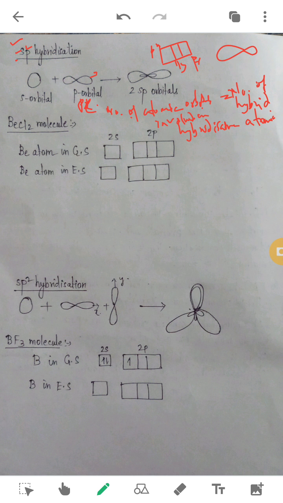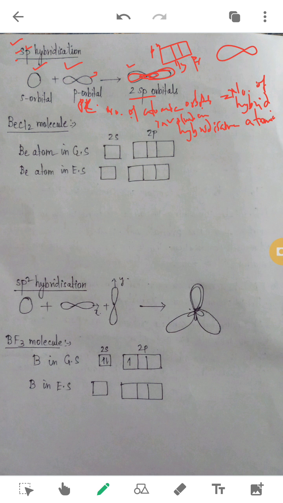Now we can write the hybrid orbital shape this way: a larger lobe and a smaller lobe. After mixing of these two pure atomic orbitals, we got two hybrid orbitals, and that is shown here. See, two sp orbitals. This is one of them, and this lobe here is the other.